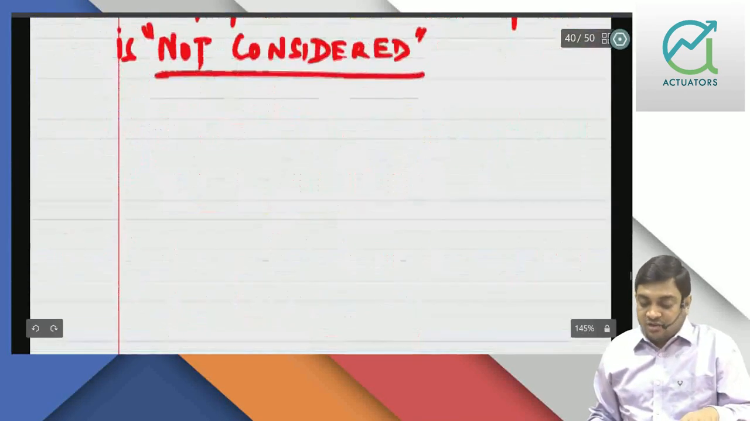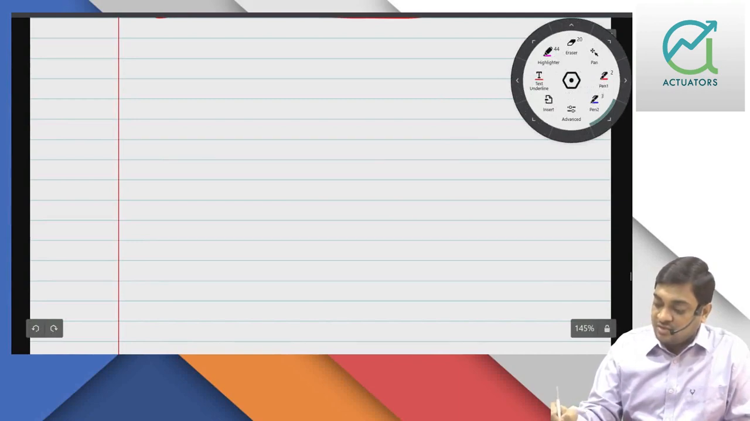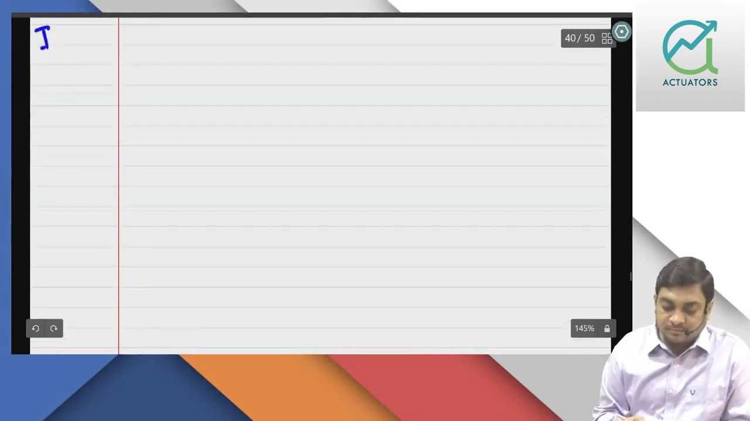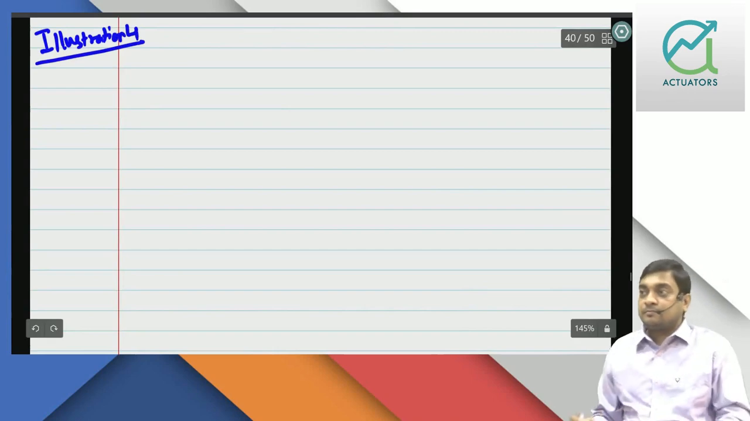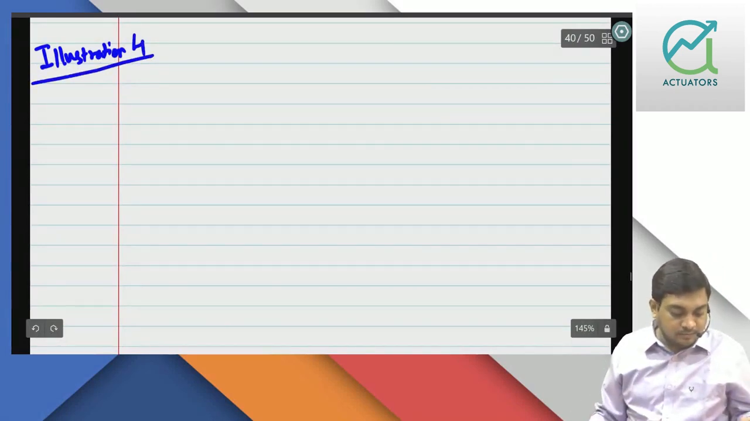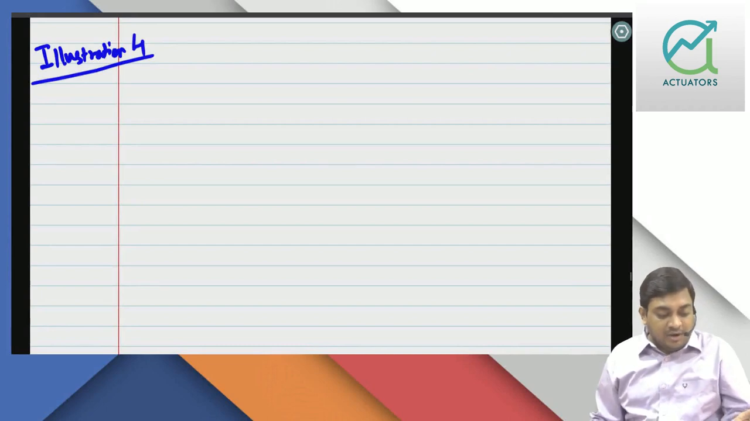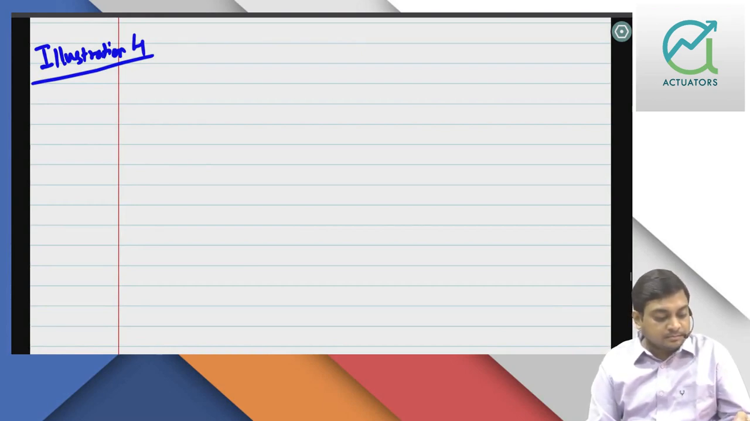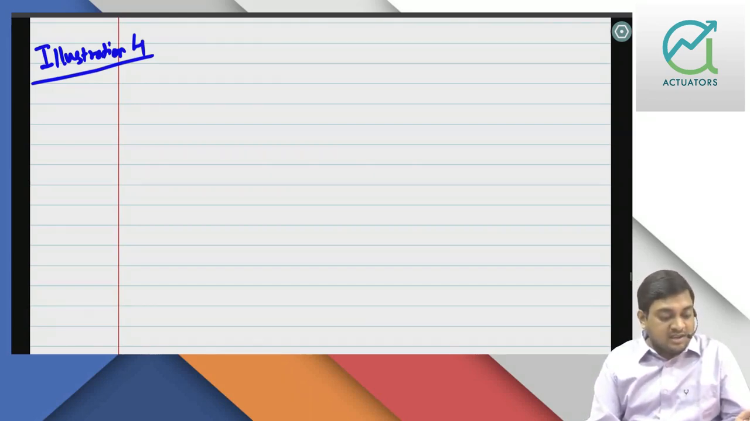Right. Now, illustration 4. We'll be covering only the first part of illustration 4. The balance sheet of Y Limited as on 31st March 2010 has been given to us. Issued and paid up: 2,50,000 equity shares of rupees 10 each, rupees 8 per share paid up, and preference shares of rupees 10 each fully paid up.